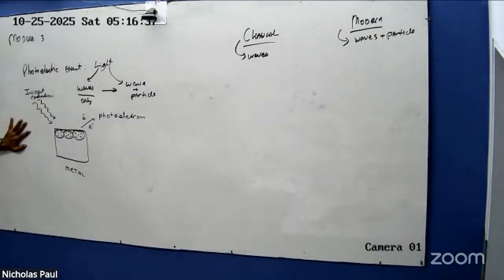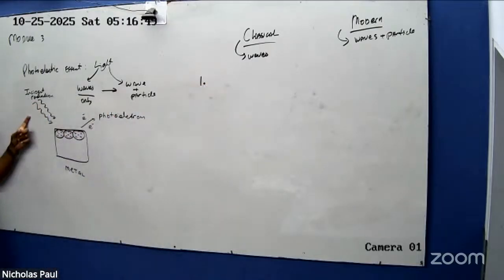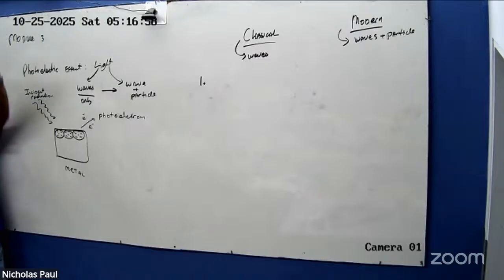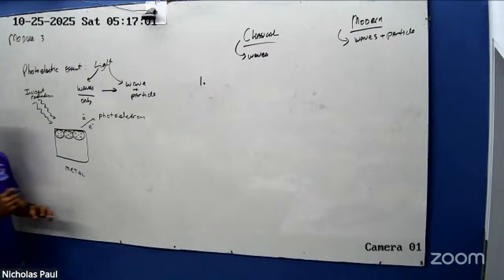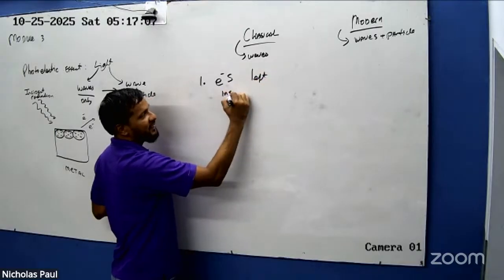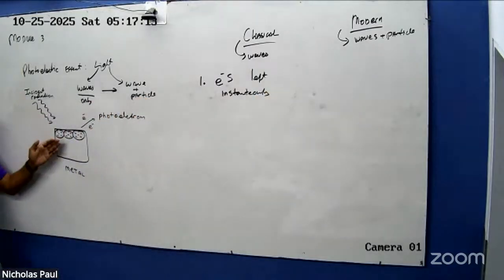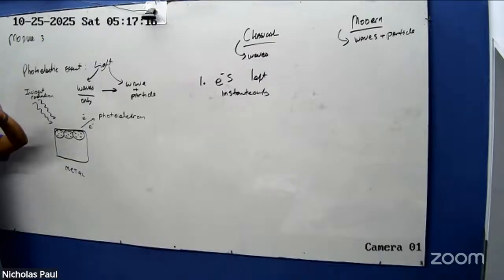So here's what happened. During the experiment, a few things happened that classical physics couldn't really explain. The first thing is that they thought when the radiation hit there, the electrons would have had to gain energy, then break the bonds, then leave. But that didn't happen. They recognized that the electrons left instantaneously. As soon as the radiation hit, electrons leave immediately. They couldn't explain that. They thought it would have built up and then left.